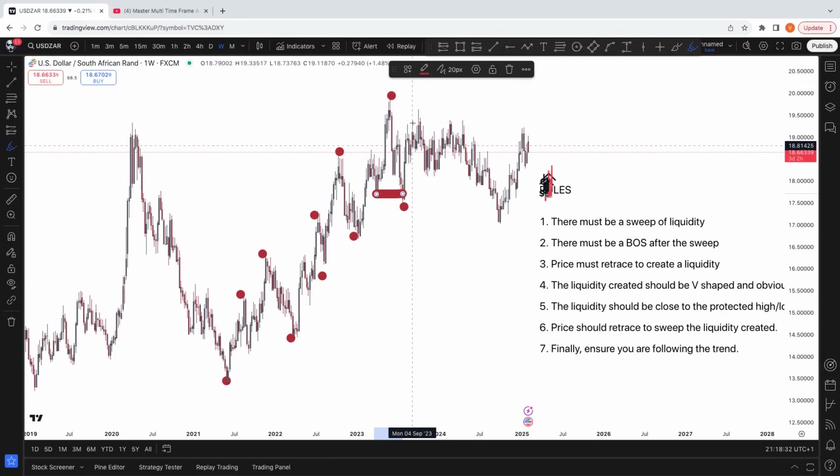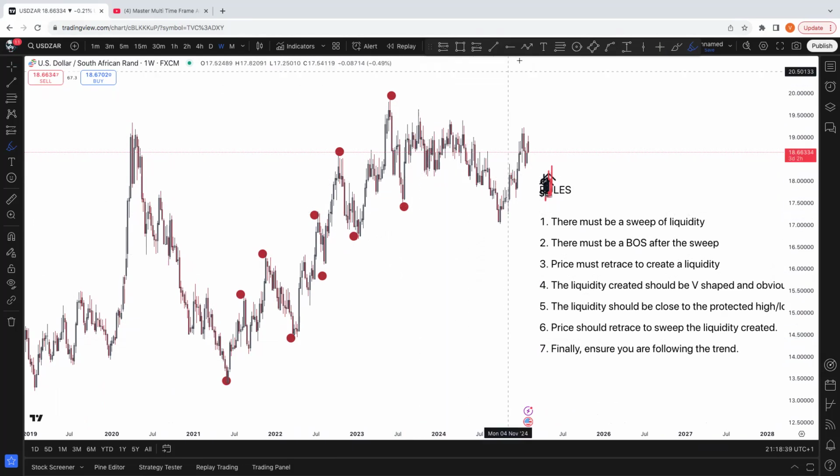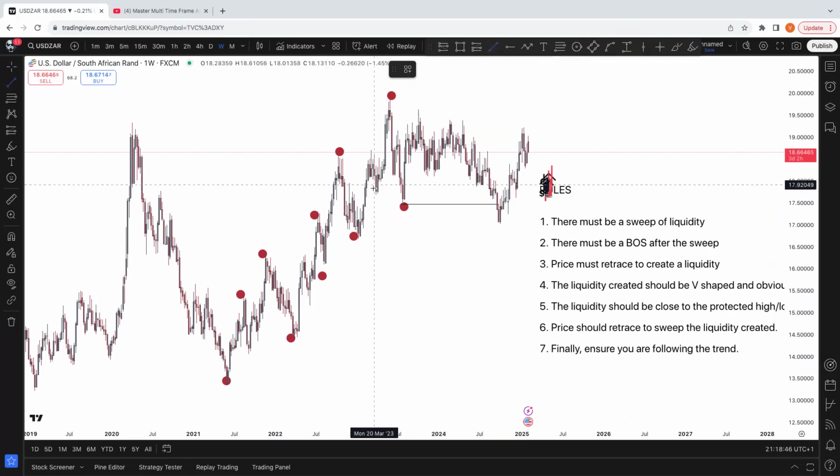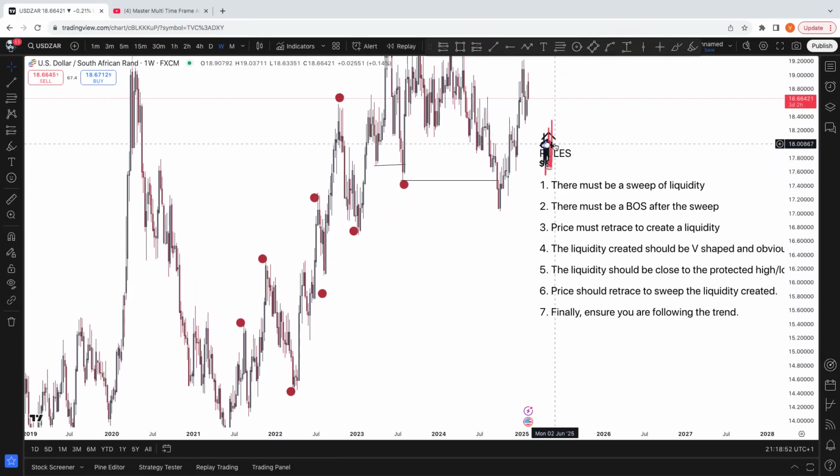Led to a change of character, and price has been selling afterwards. You can see price even created a BOS here, after this change of character that happened here. So you can see price is downtrending. Then look at what happened afterwards.